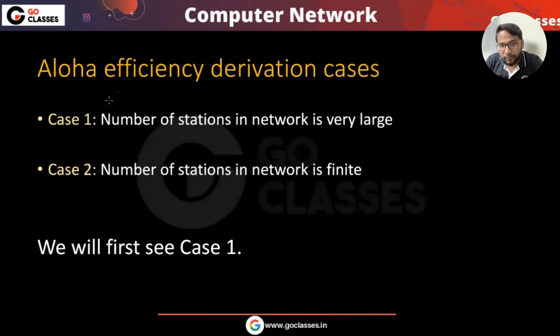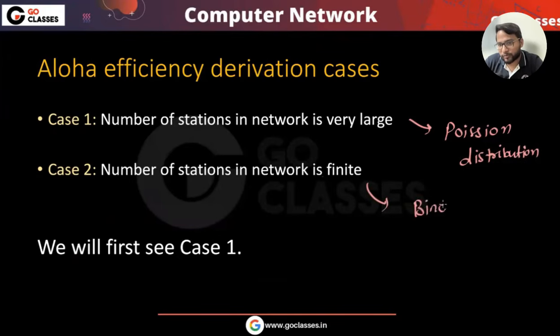This can be analyzed in two ways. One case is when there is a very large number of stations, and the second case is when there are a finite number of stations. Let's see case one first. In case one, we will be applying something called the Poisson distribution. In case two, we will be applying the binomial distribution. That's the only difference. Let's see case one first.